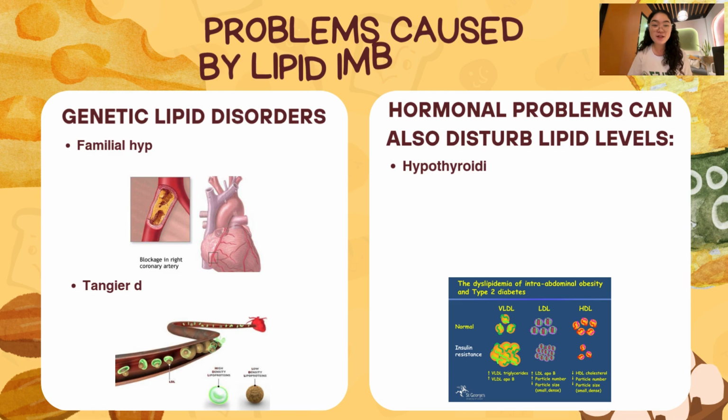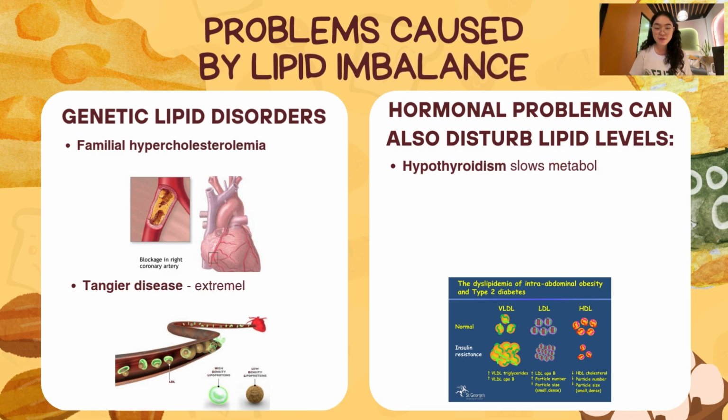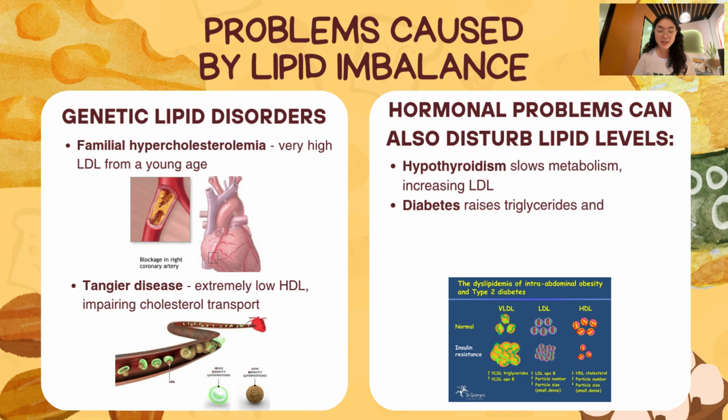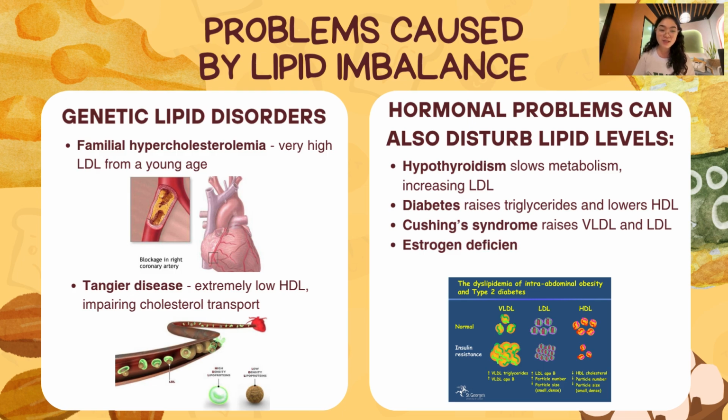Some people have genetic conditions that affect their lipid levels, even if they eat healthy. Two examples are familial hypercholesterolemia. This causes very high LDL levels even from childhood. People with this disorder can develop heart disease at an early age.